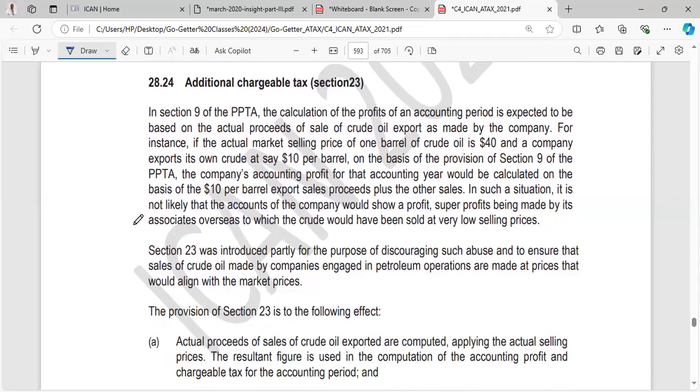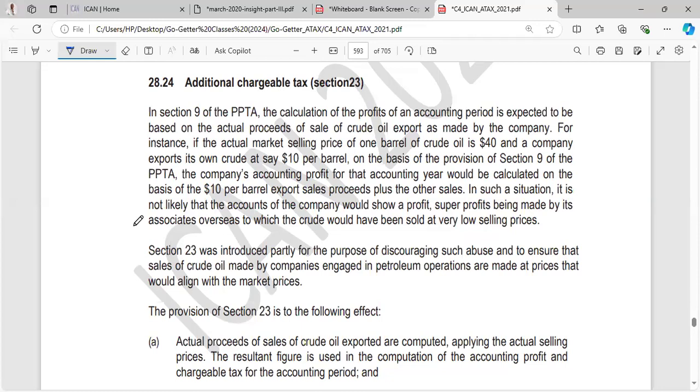Additional chargeable tax. In Section 9 of the PPTA, the calculation of the profits of an accounting period is expected to be based on the actual proceeds of sale of crude oil as made by the company. For instance, if the actual selling price of 1 barrel of crude oil is 40 naira and the company exports its own crude at say 10 naira, on the basis of the provision of Section 9 of the PPTA, the company's accounting profit for the year will be calculated on the basis of 10 naira per barrel proceeds plus all other sales that are being produced.